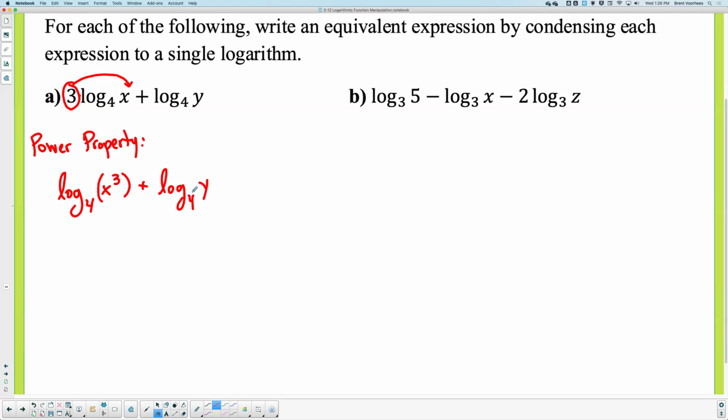Notice no parentheses. You're not wrong if you put a parenthesis there. You're not wrong if you don't put a parenthesis here. I do it this way because that's what AP Classroom does. I'm just modeling what they do. That's the power property.